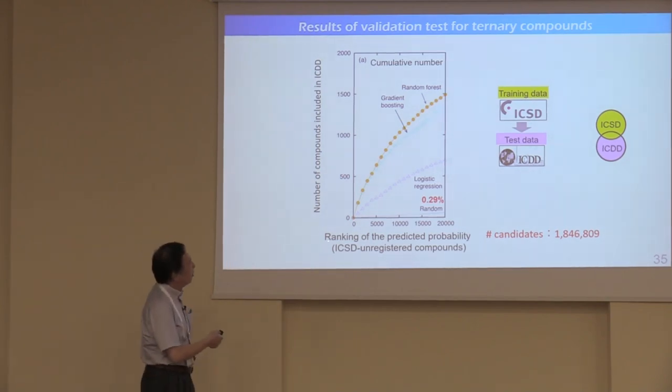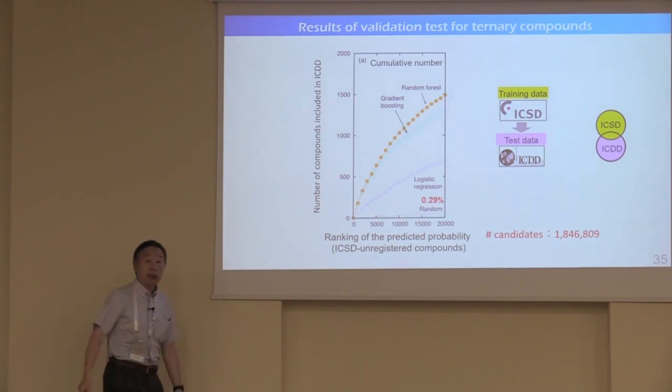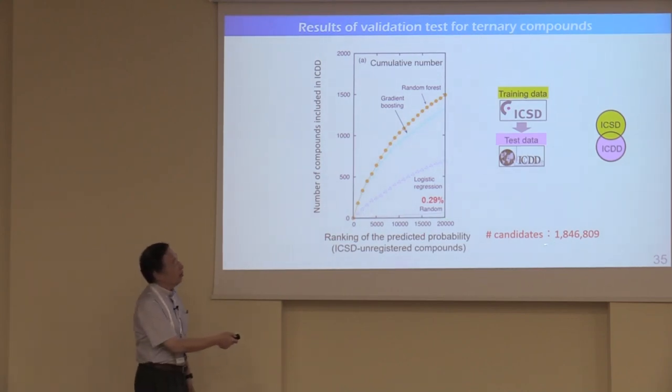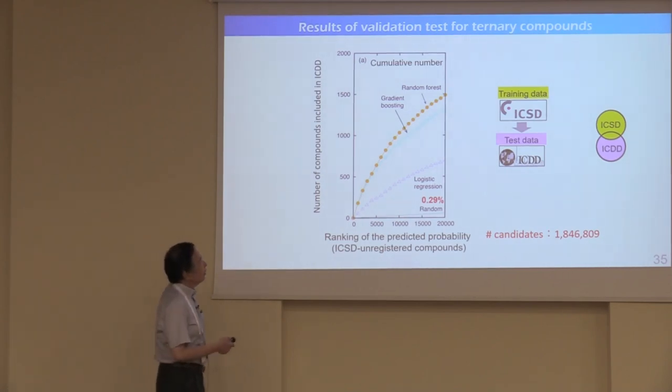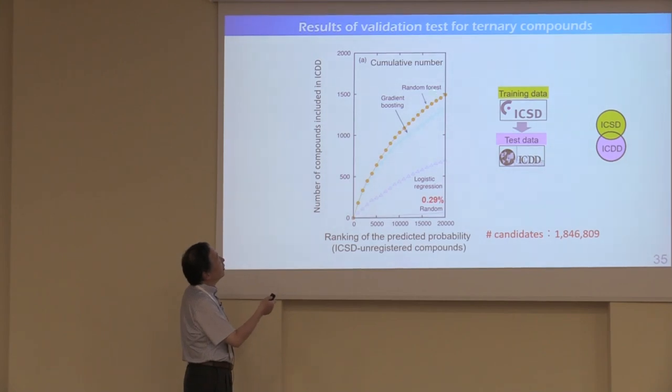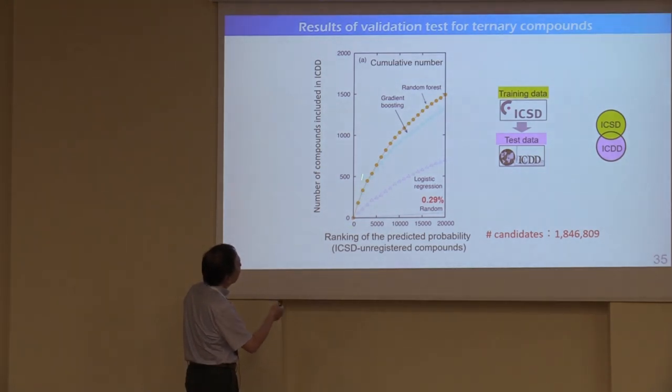The horizontal axis corresponds to the ranking of the predicted probability, from the first rank, number one, to number 20,000 within 1.8 million different compositions. And as you can see, the random forest performed best among these three models. With the decrease of ranking, this is a cumulative number, the number of correct answers somehow declined. But it is very good in the very first part.